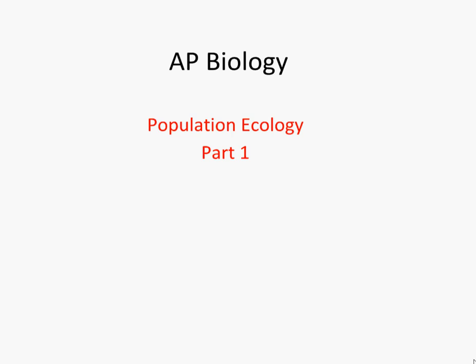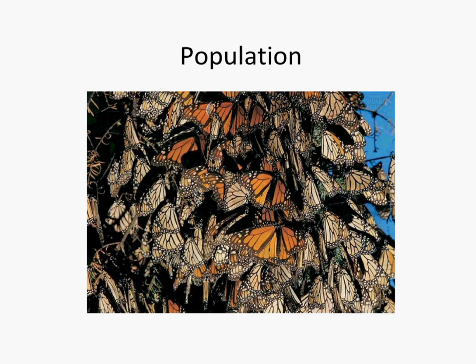Right, so next we're going to spend some time looking at the concept of population ecology. This is where we're dealing with populations. A population is a group of one species. When we talk about the population of Murray, Kentucky, we don't talk about all the dogs, cats, and people. We just talk about the people.